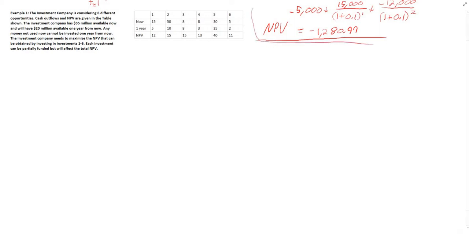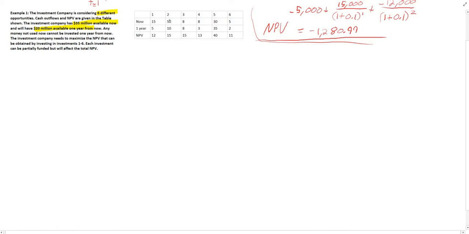Now we're going to go look through an actual example of a linear model using this net present value. Example 1. The investment company is considering 6 different opportunities for investment. Cash outflows and net present value are given in the table shown. The investment company has $35 million available now and will have $20 million available 1 year from now. Any money not used now cannot be invested 1 year from now. The investment company needs to maximize the net present value that can be obtained in investing in investments 1 through 6. Each investment can be partially funded but will affect the total net present value.